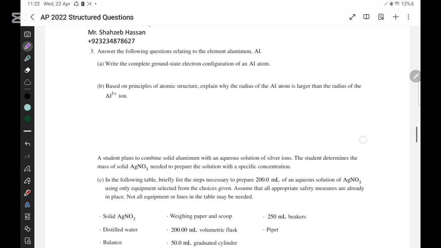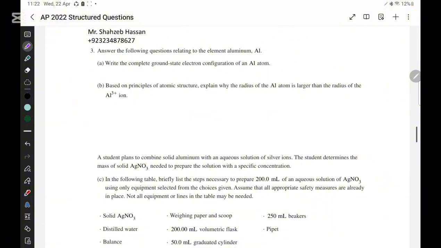For the next question, they are saying write the complete ground state electron configuration of an aluminium atom. Aluminium atom has 13 electrons. So that's going to be 1s2, 2s2, 2p6, 2 plus 2, 4, 6, then 3s2, then 3p1.